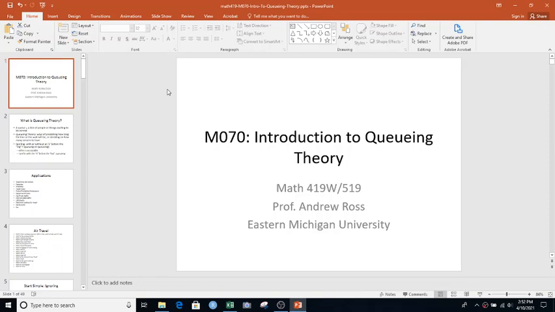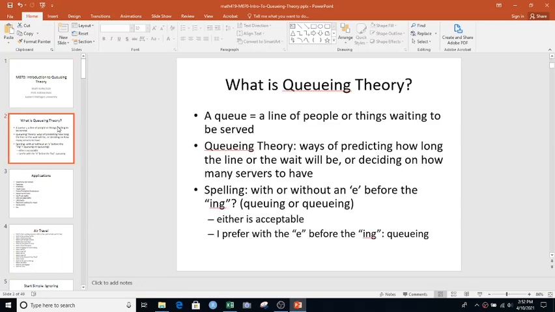Let's do a quick introduction to queuing theory. First question is, what is queuing theory? Well, a queue, Q-U-E-U-E, is a line of people or things waiting to be served by some customer service agents or processed by a machine or something.